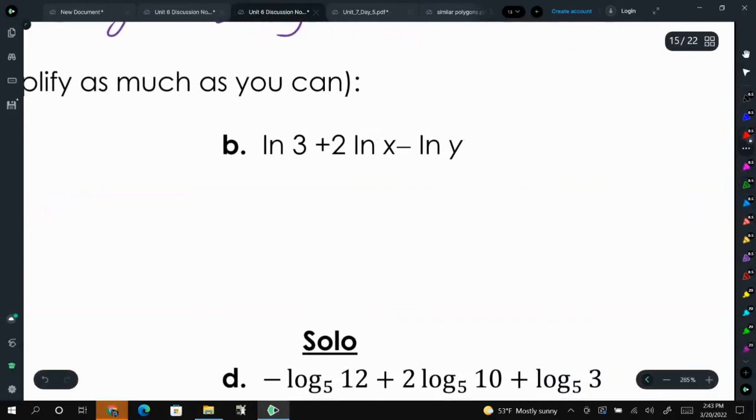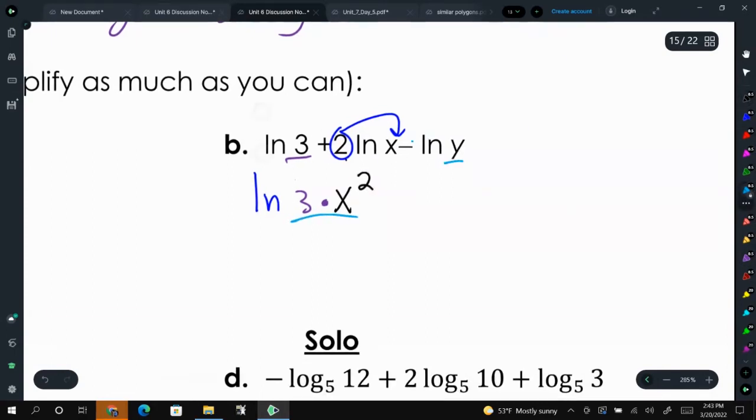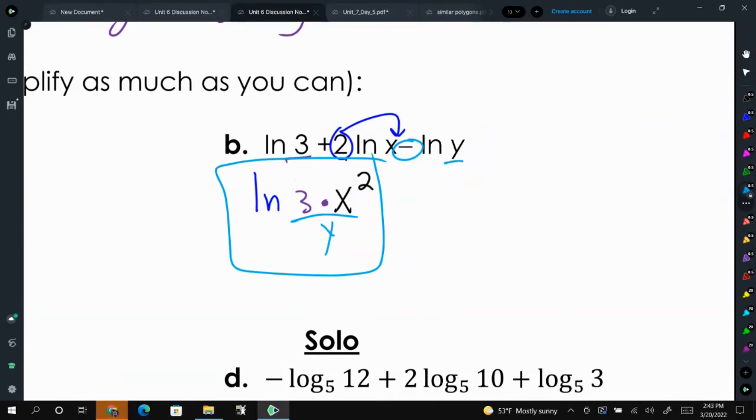Letter B, ln is log base e, so we're going to leave it as log base e though. Bring this 2 up. So we have the ln of 3 times x to the second power divided by y because of this subtraction sign. We can't simplify that anymore, so this is our final simplification.